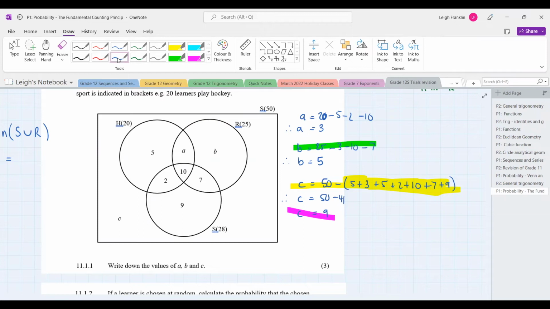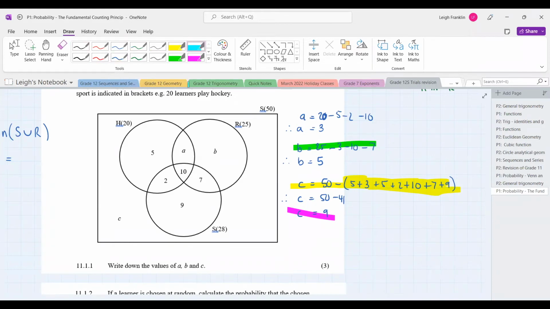Are we adding 9 plus 7? Okay, plus 9, I agree with you. So 9 plus 7, yes. Plus 10. Plus 2. Plus 5. And plus 3 over 50. There we go. Okay, lovely. All right, well done. So you do understand that.